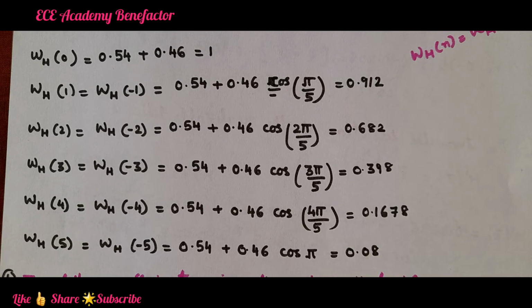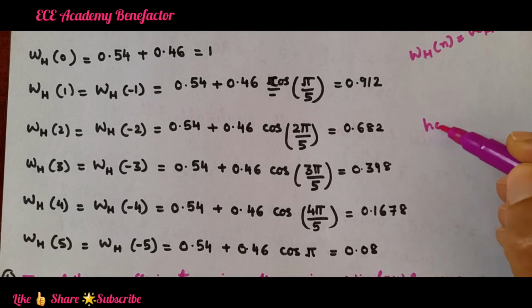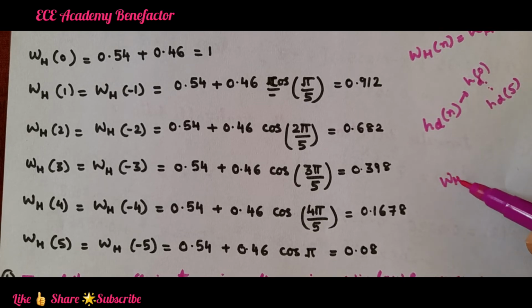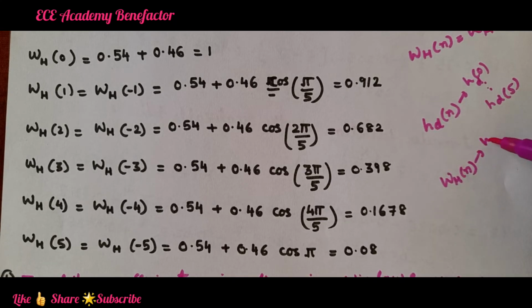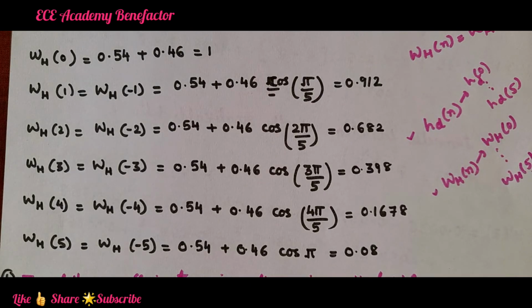After finding WH of 0 to 5, what have we done till now? We have computed HD of n, from HD of 0 till HD of 5. Next, we computed WH of n, the Hamming window coefficients, from WH of 0 till WH of 5. So these are the two steps we have completed now.